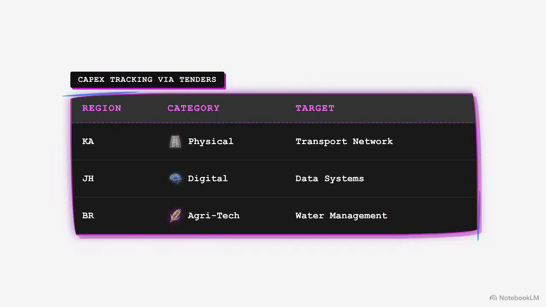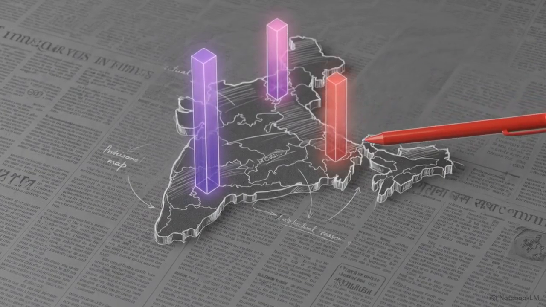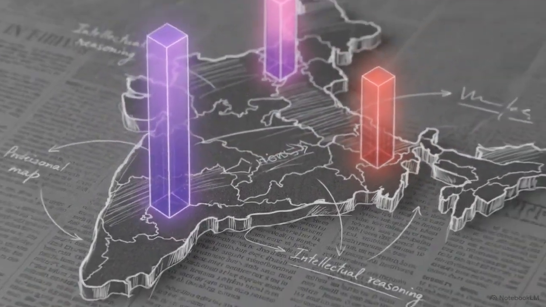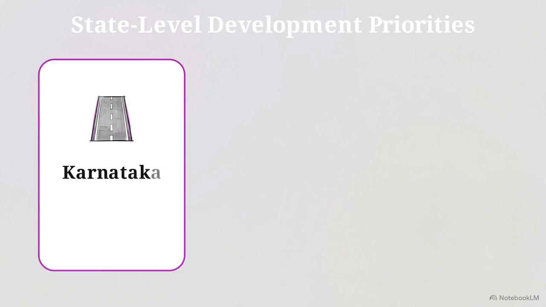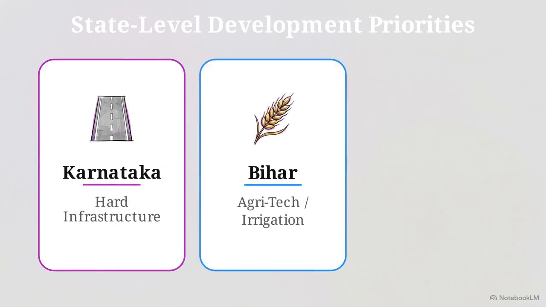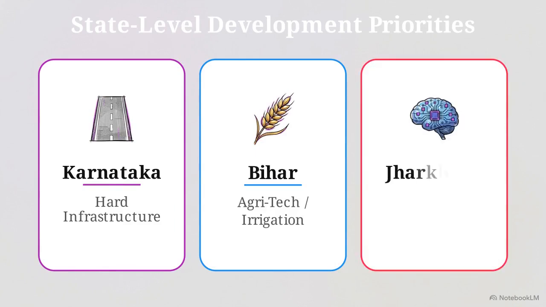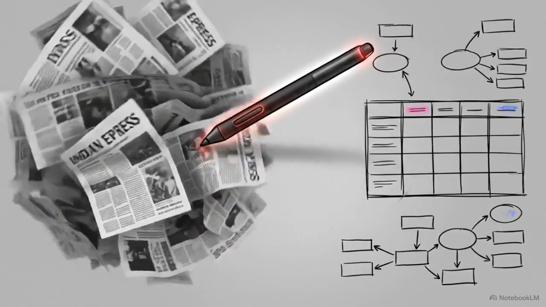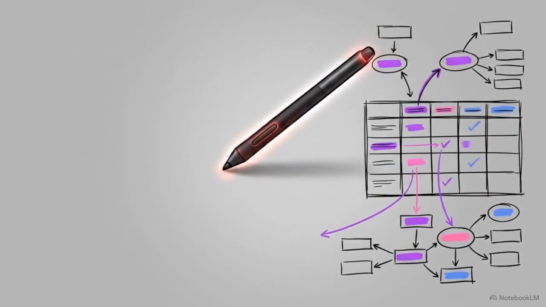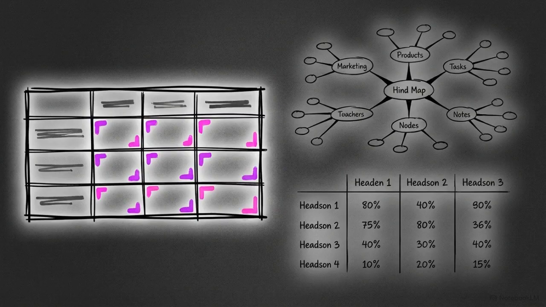By placing these three notices side by side, we see how state-level expenditure targets different stages of development. Karnataka is expanding physical capacity, Bihar is maintaining agricultural essentials, and Jharkhand is investing in data-driven governance tools. In less than 10 minutes, we bypassed the editorial noise and stripped a daily newspaper down to its structural data.